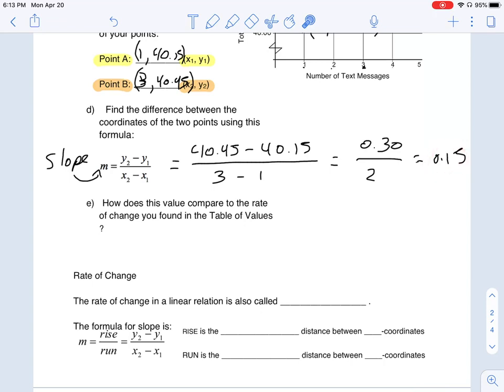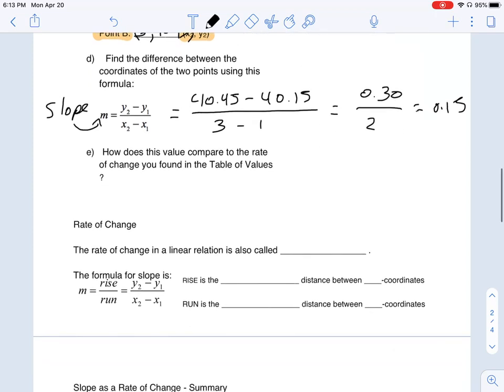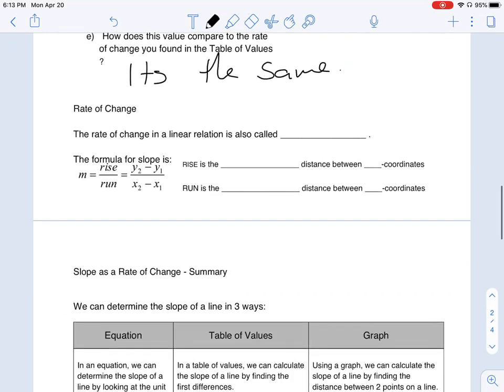So how does this value compare to the rate of change you found in the table of values? Well, it's the same. So our rate of change, and I already kind of hinted to it before, is also called slope. The formula for slope is M is equal to the rise over run, or equal to the second Y value minus the first Y value over the second X value minus the first X value.